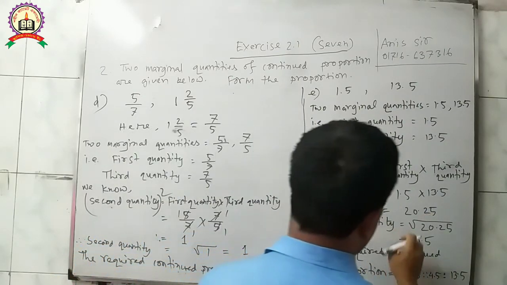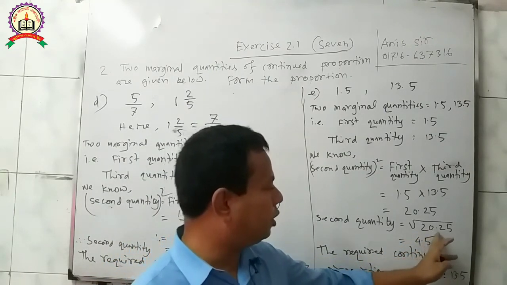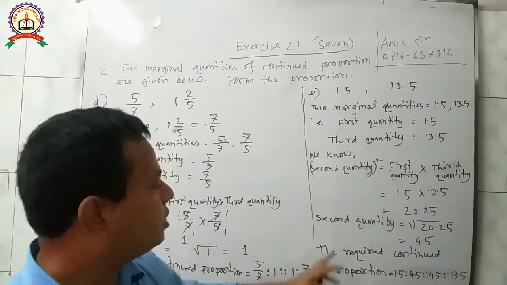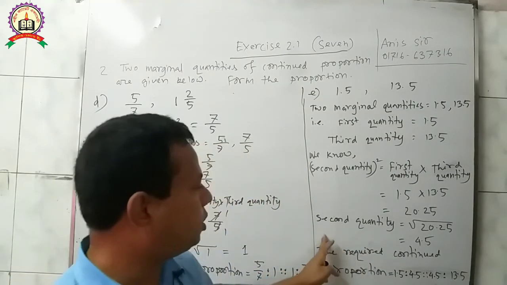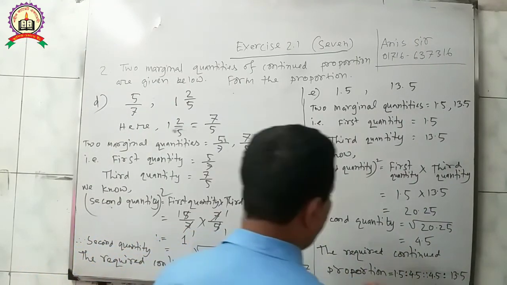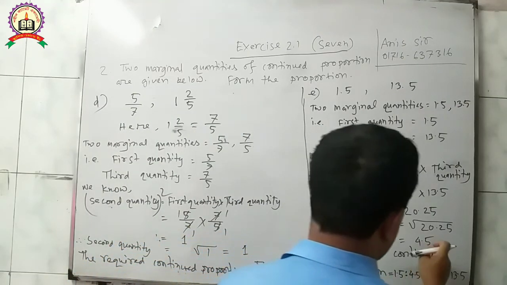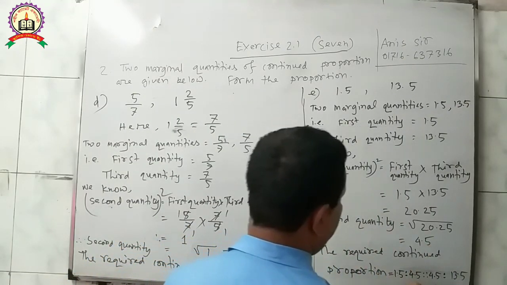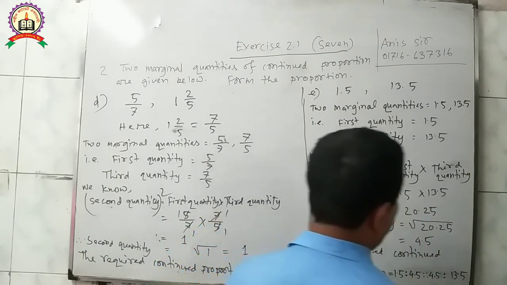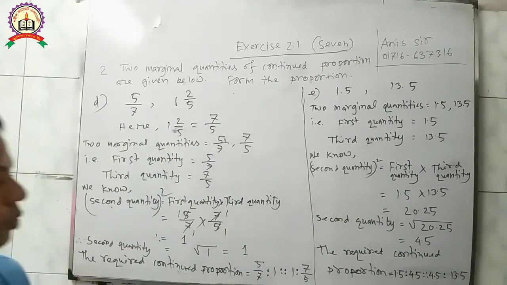So second quantity equal to root over 20.25, and from root over 20.25 we get 4.5. As second quantity we get 4.5. So the required continued proportion equal to first quantity 1.5 is to second quantity 4.5, proportion second quantity 4.5 is to third quantity 13.5, and this is the continued proportion.